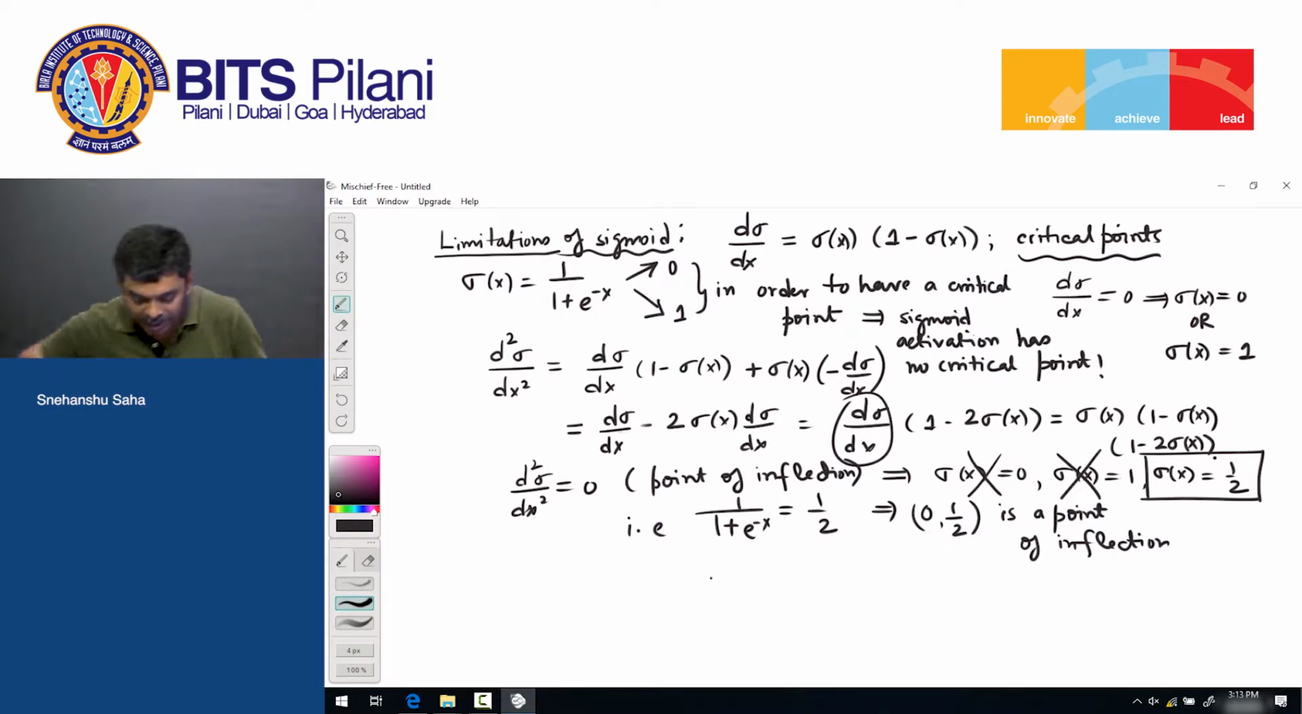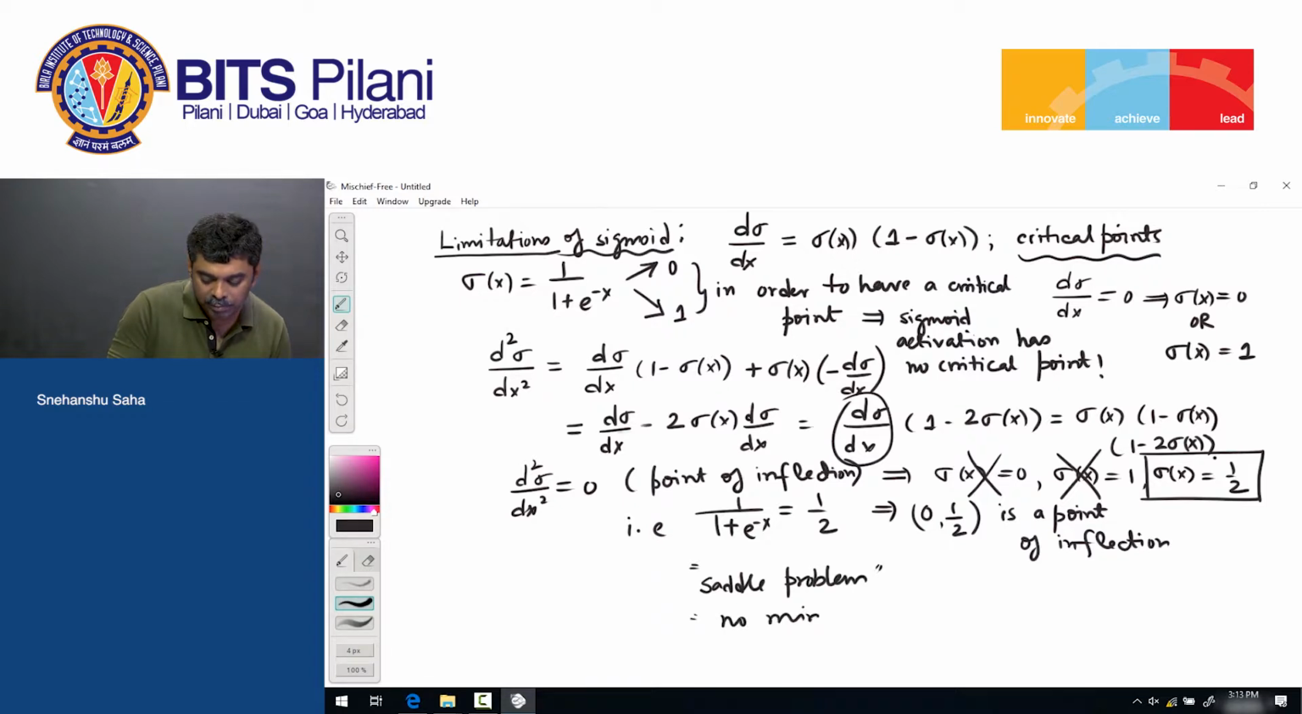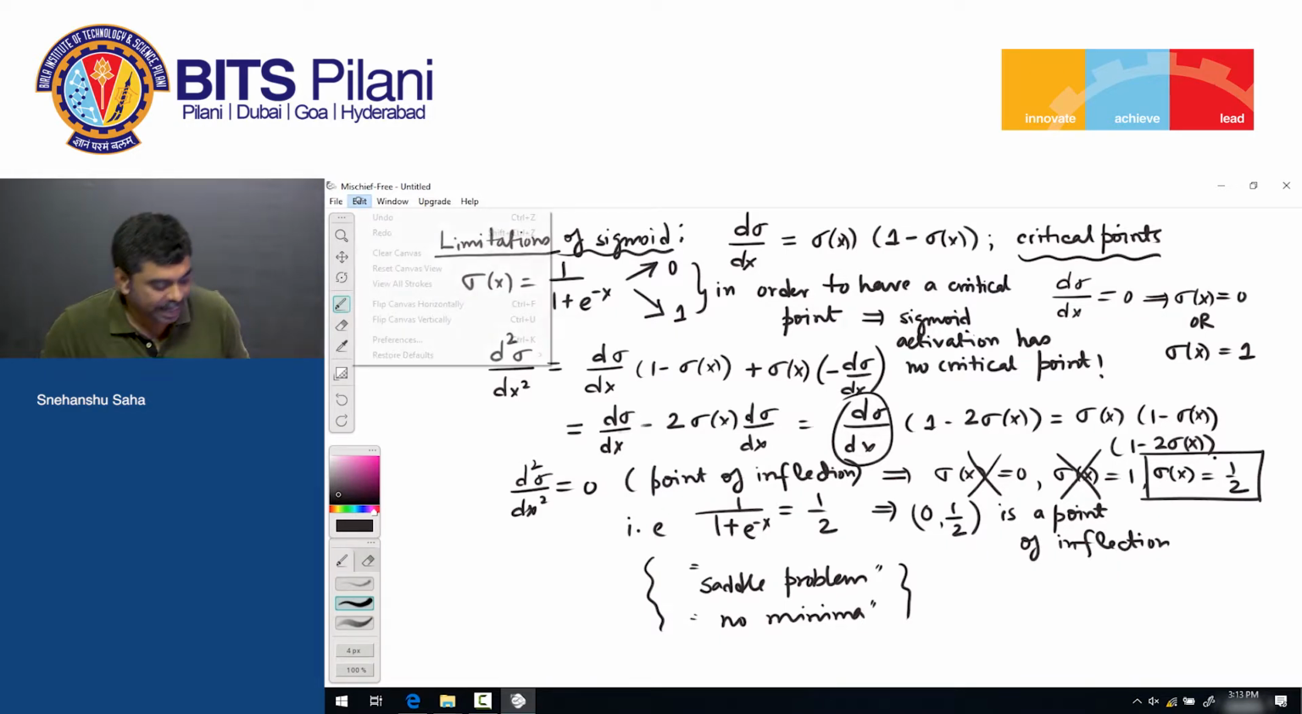This is the reason why people try to explore other activation functions. So let's look at the other activation functions now that we have noted this saddle problem, and see if it can be resolved or rectified in some other manner.